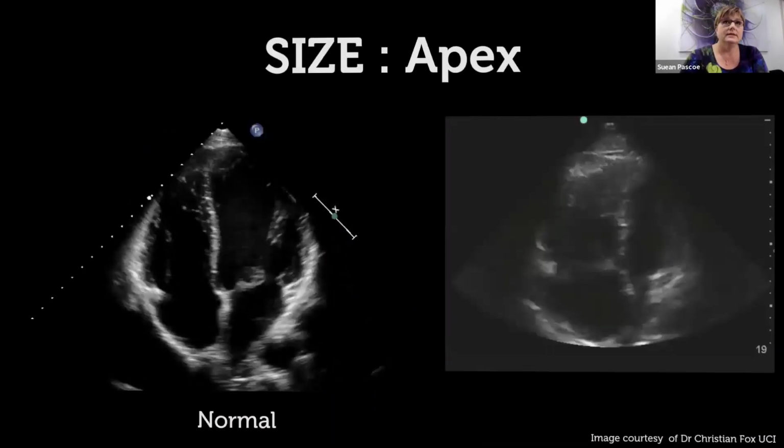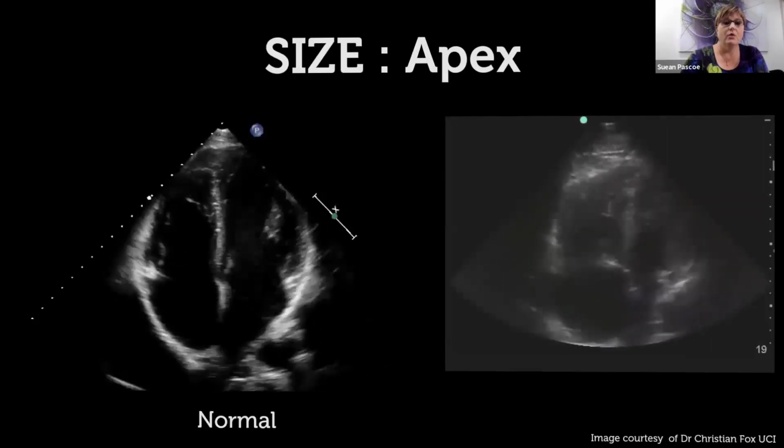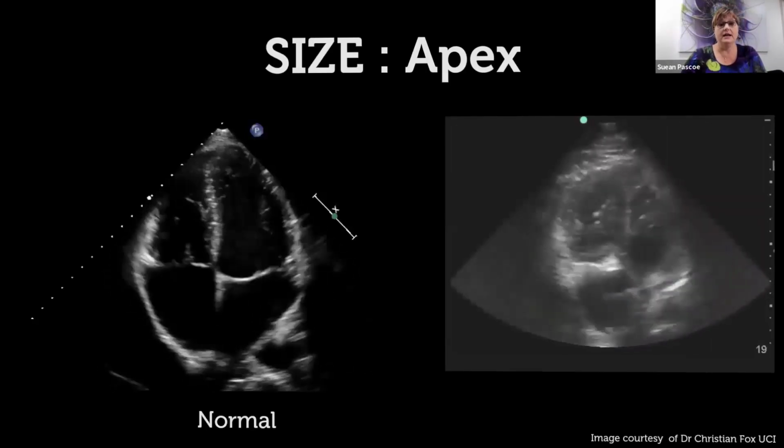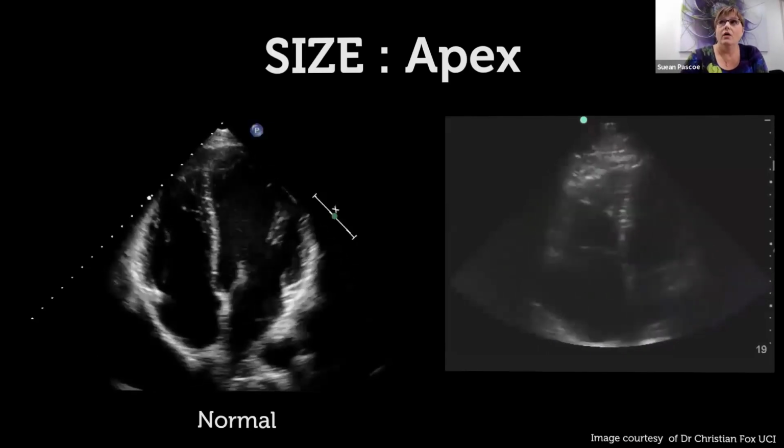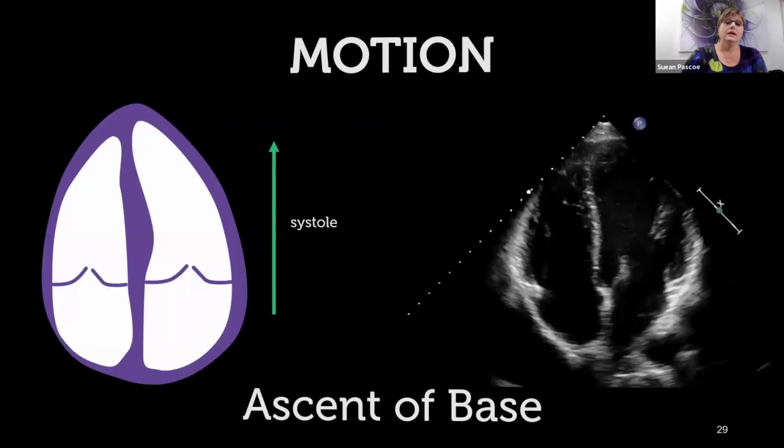So if we look at this example, normal on the left, abnormal on the right, with the apex of the heart comprised mostly of the right ventricle. The size, we're looking at the size. Now we move on to the motion.